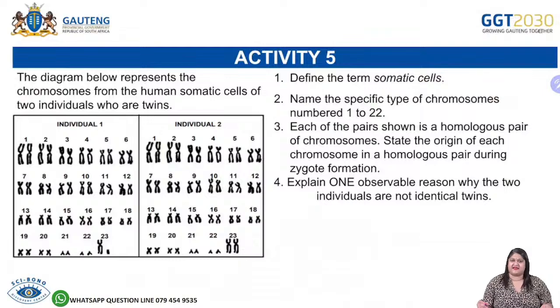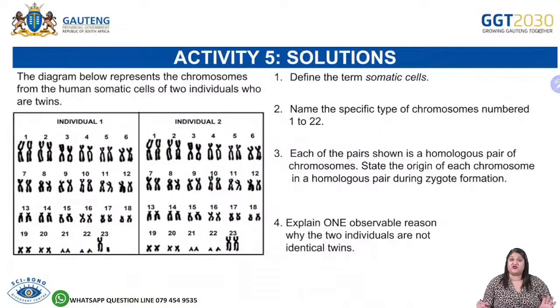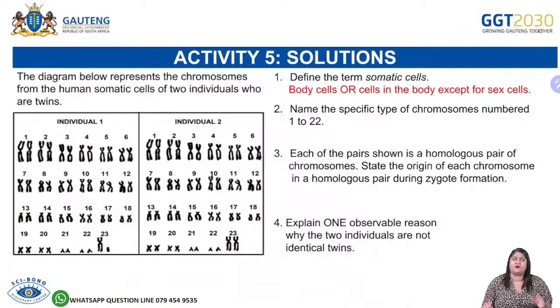Right, let's look at this activity. The diagram below represents the chromosomes from human somatic cells of 2 individuals who are twins. Define the term somatic cells. So somatic cells are your body cells, or you can say they are all the cells of the body except for the sex cells. Sex cells are gametes, right? Name the specific type of chromosomes numbered 1 to 22. So I just taught you that. All of them are called autosomes.